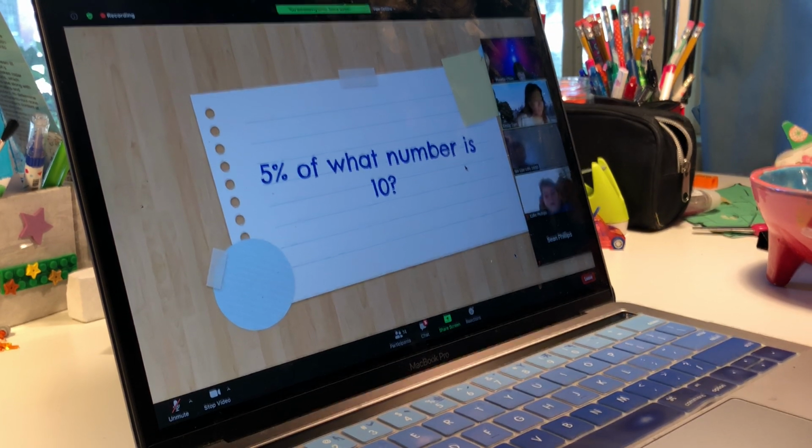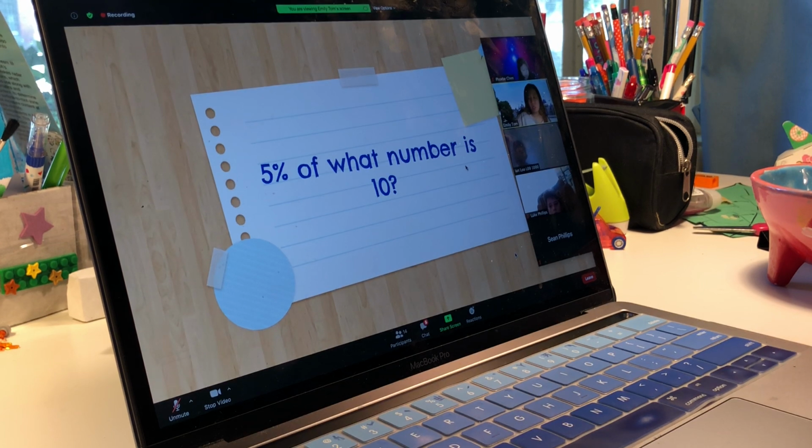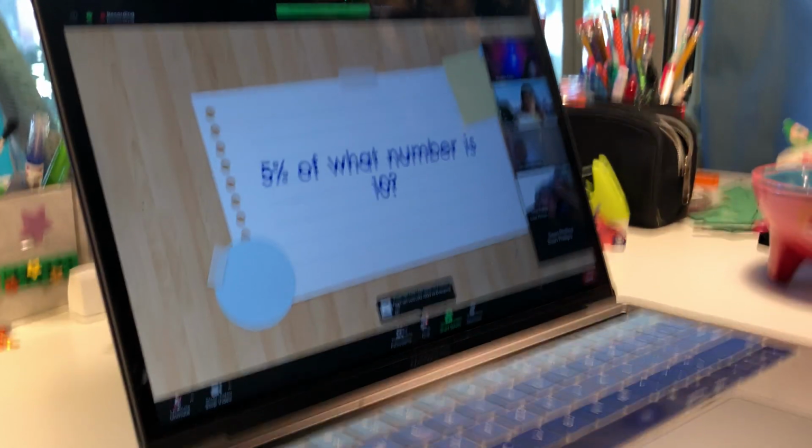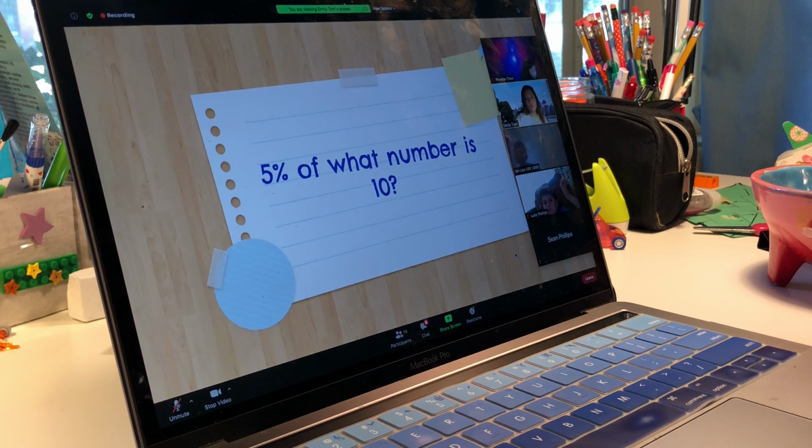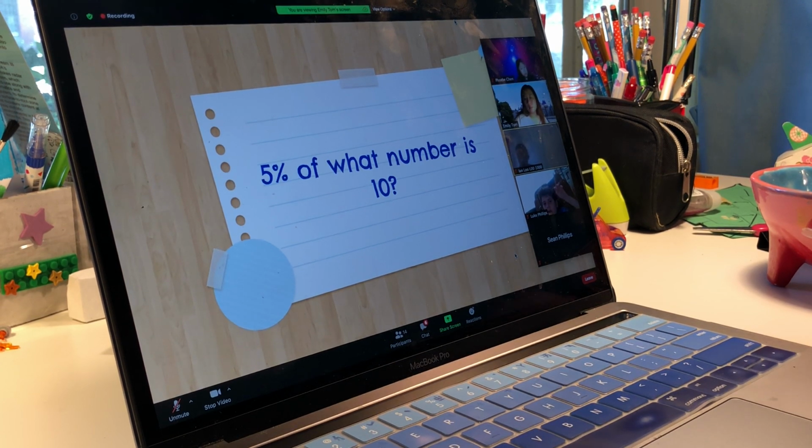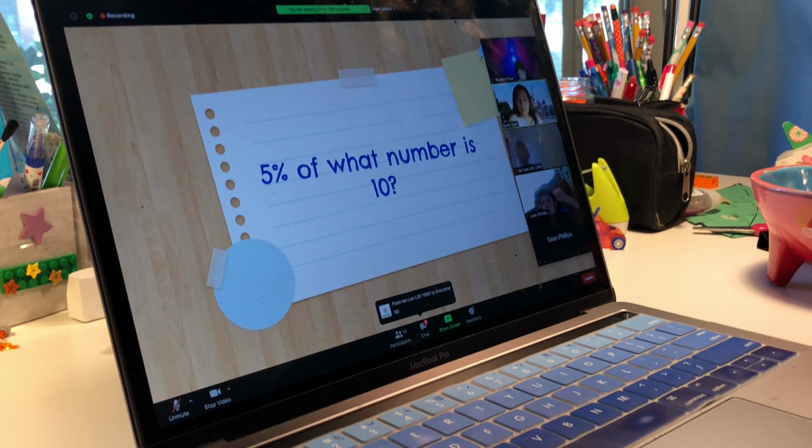Okay, what did you get? 50. 50? Anyone else? I got 200. 200? Anyone else? Yeah, 200. Anyone else? Okay. So when we get 5%, we... Ian, do you need something? Ian? You're frozen. I mean, you're muted. I got 50. Oh, okay. Gotcha. Great, thanks. I got 200.